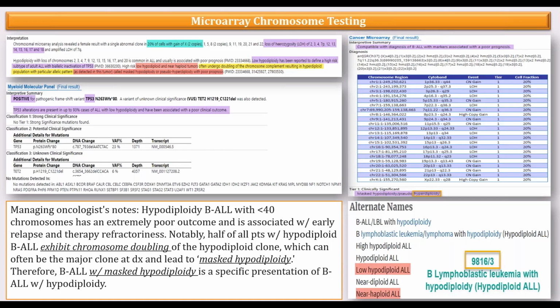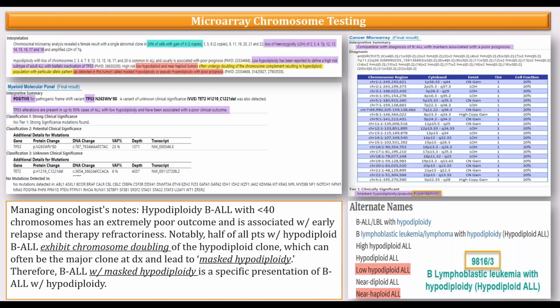Low hypodiploid and near haploid tumors often undergo a doubling of the chromosome complement, resulting in a hyperdiploid population with a particular pattern as detected in this tumor. And this pattern is called masked hypodiploidy. This patient also has positive TP53, which is present in up to 93% of patients with hypodiploidy, which carries a poor clinical outcome.